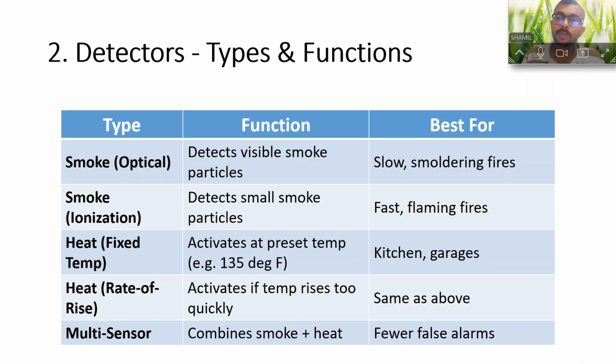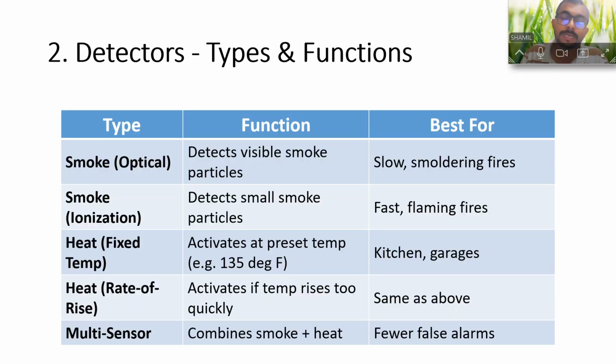Now, the difference between rate of rise and fixed temperature is, as I said before, that the fixed temperature heat detector activates when the temperature reaches a predetermined temperature. But the rate of rise is about how fast the temperature rises. That's where the rate of rise heat detectors work. So this is also installed in kitchens and garages.